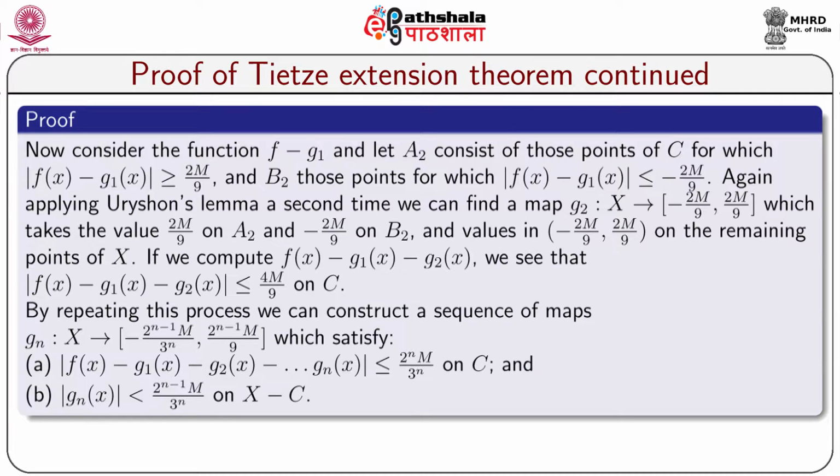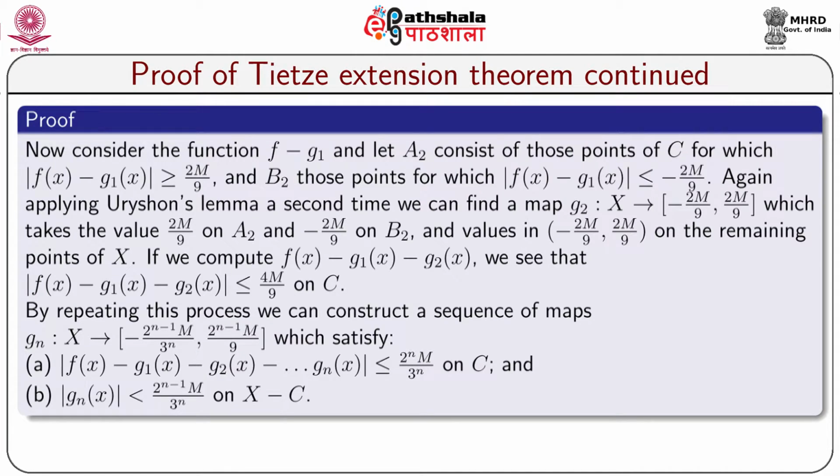Now, if we compute f(x) minus g1(x) minus g2(x), we can see that modulus of f(x) minus g1(x) minus g2(x) is less or equal to 4m/9 on C. We can write it in this way: modulus of f(x) minus g1(x) minus g2(x) is less or equal to 2 square m by 3 square on C. Now, let us repeat the process.